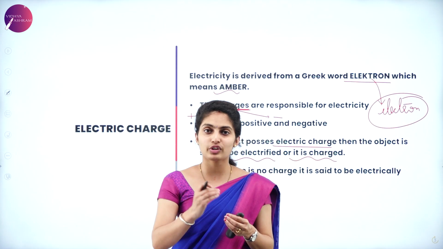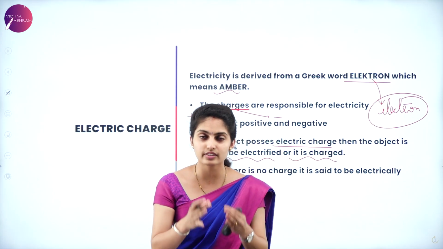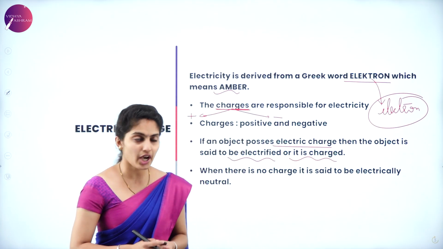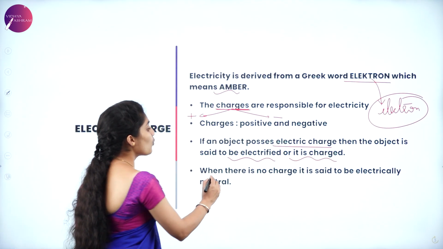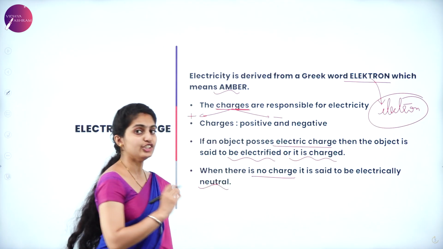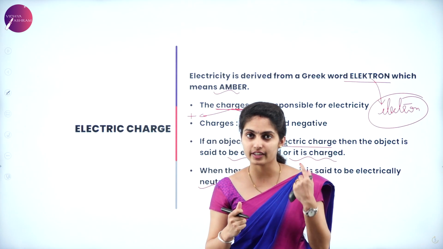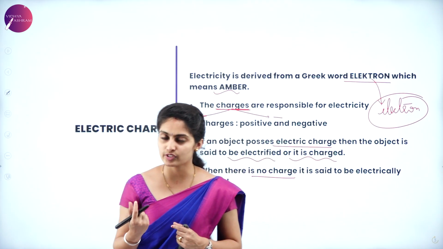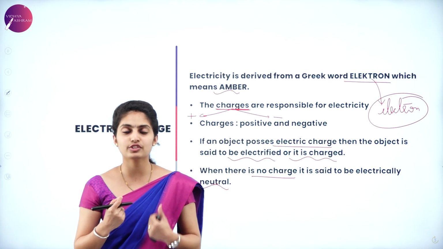The same thing also, if it carries a charge, either positive or negative, either all together, then it can be called as it is electrified, or else it is charged. So that is all about your electric charges. And then when there is no charge, it is said to be electrically neutral. So there is positive, there is negative, and there is neutral charge as well. Positive means it's positively charged, negative means it's negatively charged, neutral is the one which is not having either of the charges.